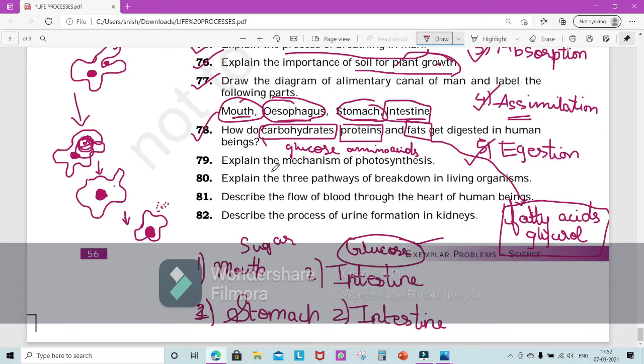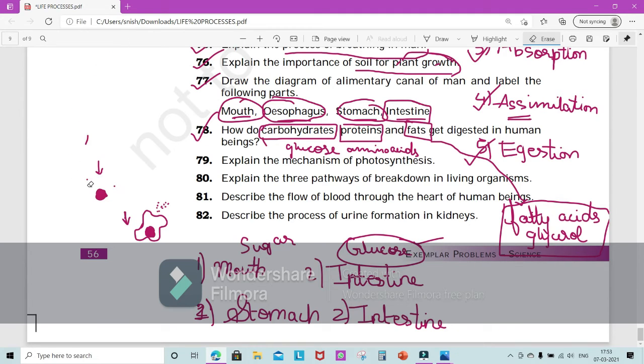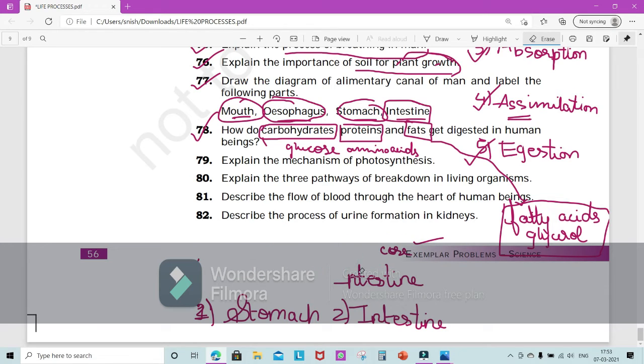Next, 39. Explain the mechanism of photosynthesis. For this, what you have to do, I'll just tell. You have to firstly write the equation of photosynthesis. Before that, you can add the information that plants are autotrophic organisms which can prepare their own food through the process of photosynthesis. So that's the introduction that you can give, and under that you can write it in the verbal form.